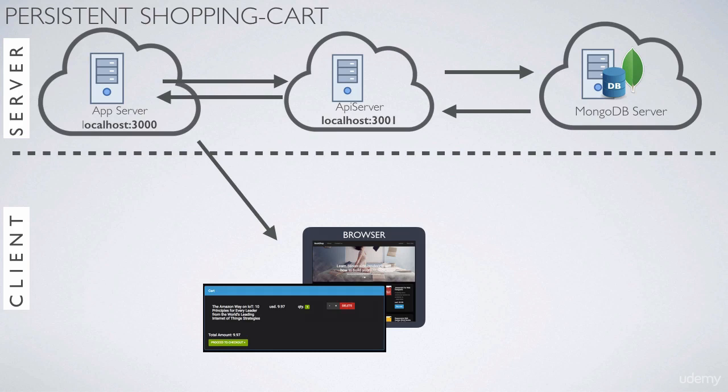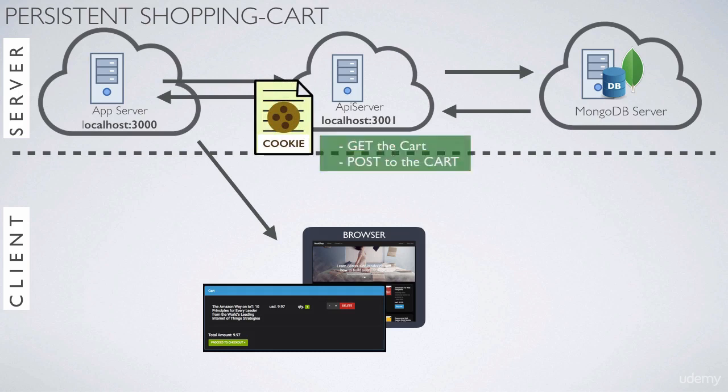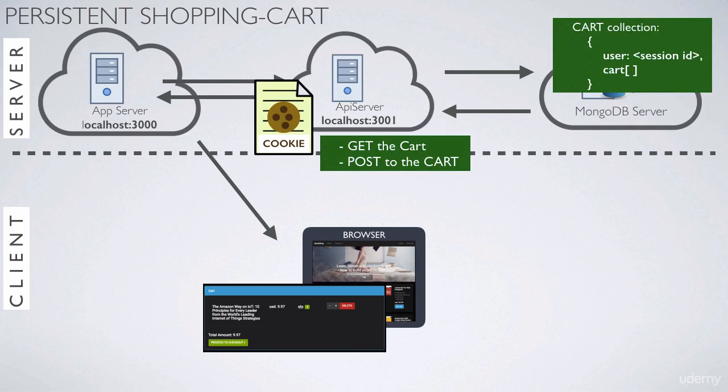The approach I would recommend following in most scenarios is to store the session ID in a cookie and the cart data in MongoDB, associated with the session ID. In order to implement this approach, we need to track sessions in our API server and build GET and POST requests for the cart data to retrieve and update a cart collection, which also includes the user session ID.